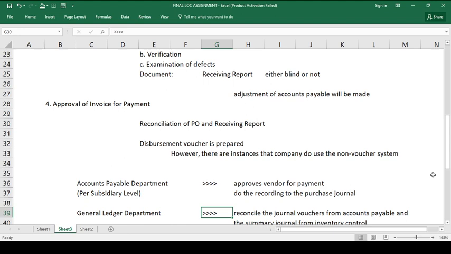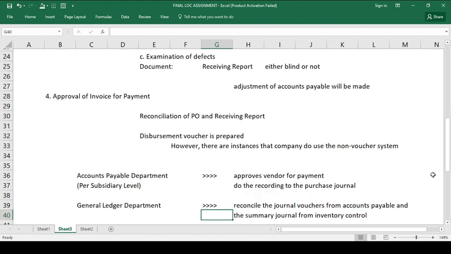Okay. Because the accounts payable department is responsible for reconciling or adjusting the accounts payable account per subsidiary. So, the accounts payable department is responsible whether or not the supplier is approved for payment already. That department is responsible for that activity, and that department is also responsible for recording the purchasing activity in the purchase journal.